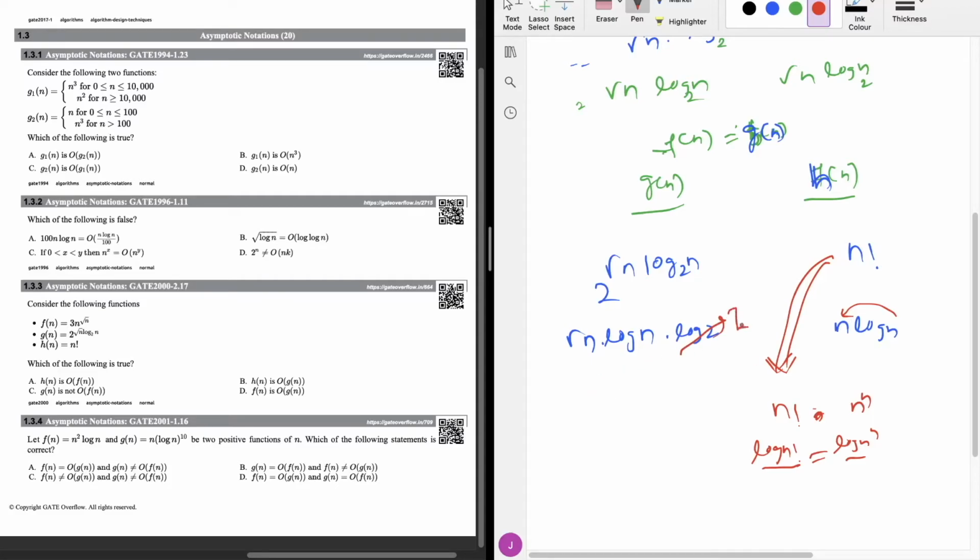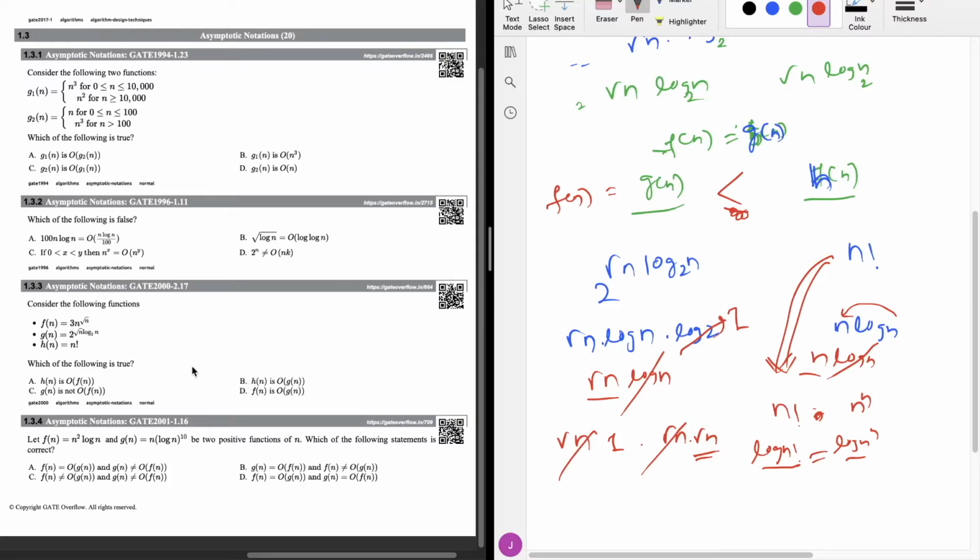So now I have to just compare. This log 2 value will get converted to 1 because the base is 2. Now I have root n log n and n log n. So log n on both sides I can cancel, and here root n is there and there n is there. So n can be written as root n into root n, and root n and root n get cancelled out. Here 1 is there and there root n is there. That means h(n) is greater than g(n), and previously we have seen that f(n) equals g(n), and h(n) is greater than g(n) as well as f(n).